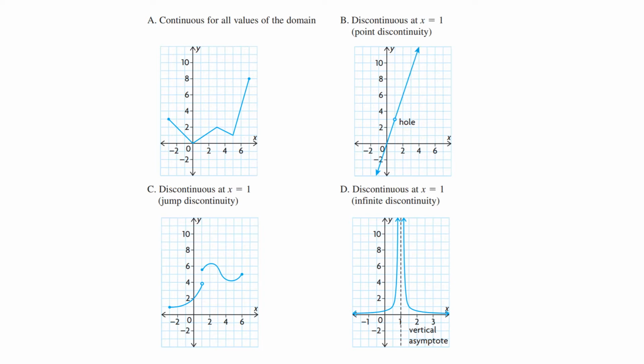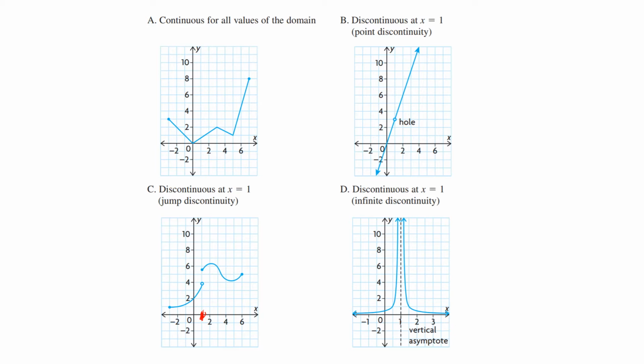For case C, it is discontinuous at x equals 1, but it is considered a jump discontinuity. If you see it over here, x equals 1 is over here, and I see that it jumps from 4 to around 5.5, and it is continuous for the other values of the domain.